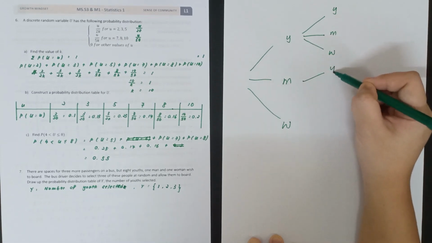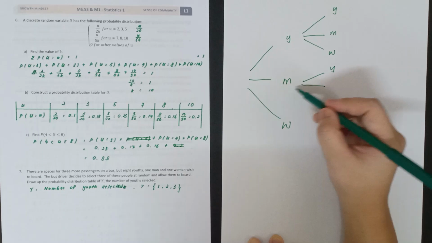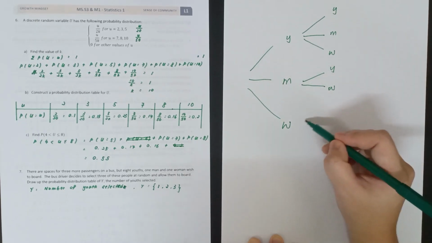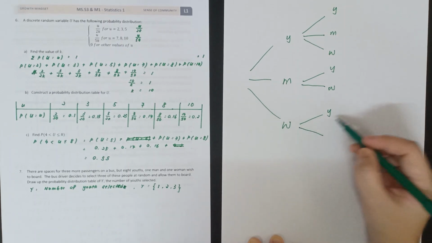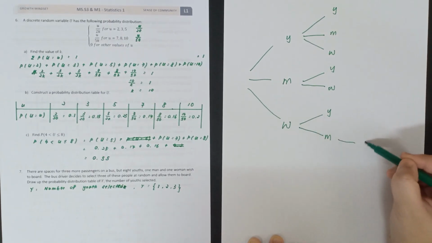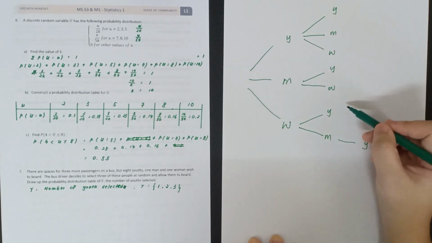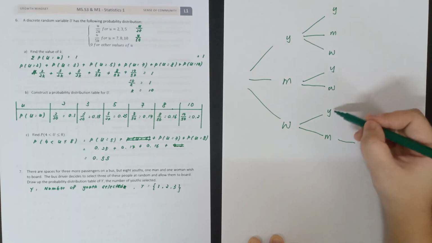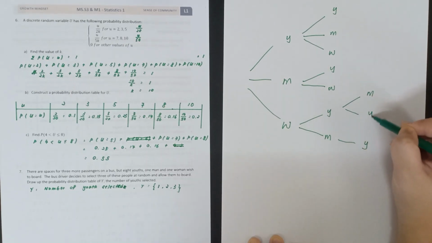Then for this one you can have youth. There's no women already, right? Sorry, there's no men anymore. Then you can have women. Then after that, when you have women, then you have youth again. Then after that you can have another man. So if you have this, then of course the last one you need to have youth. So you can only have like one youth. Then after that, for this one, then you can have man again. Then you have youth again.